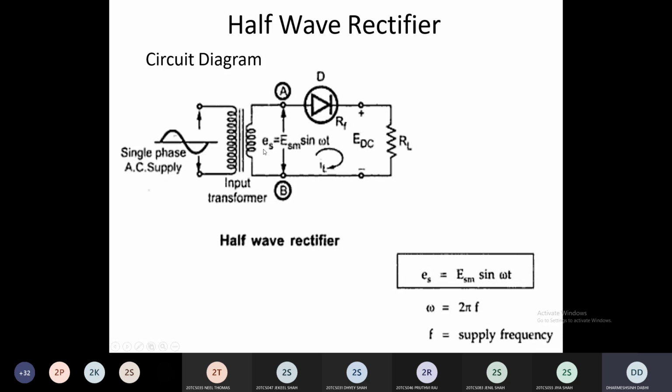Now, as we already know from the VI characteristic, the diode will conduct only in the forward bias mode. Forward bias mode means when you apply positive voltage at the anode, this point, with respect to the cathode, only in this period does the conduction start. Clear? It also conducts in reverse bias mode, but that is very dangerous because of the avalanche breakdown, your diode will be damaged. So generally we do not operate the diode in the reverse bias region. Clear? So the diode is always operated in the forward bias region.